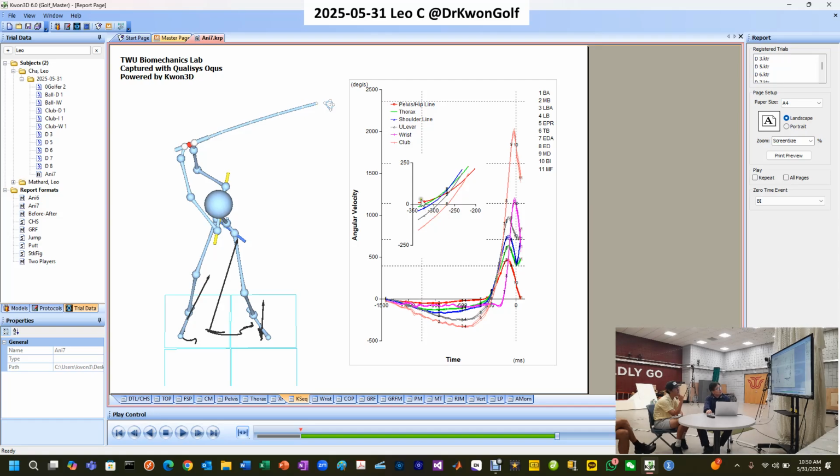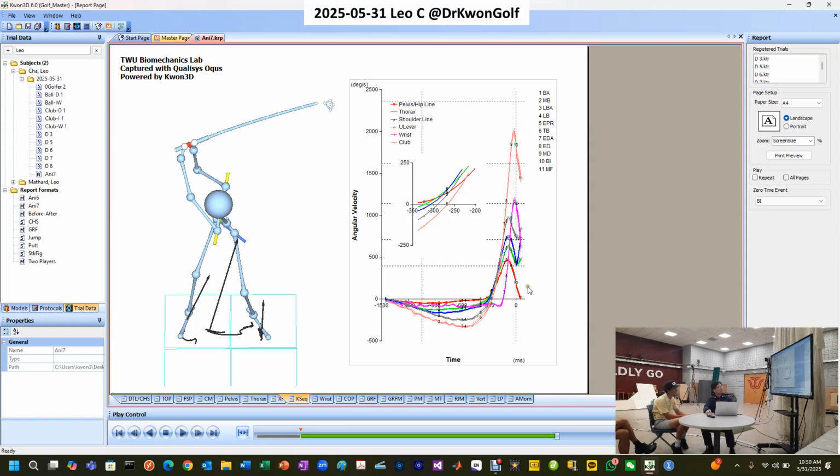But still, it shows a sequential transition. It's not a problem. When you just increase the backswing speed, then this will be separated more. So faster backswing, more than anything, faster backswing.